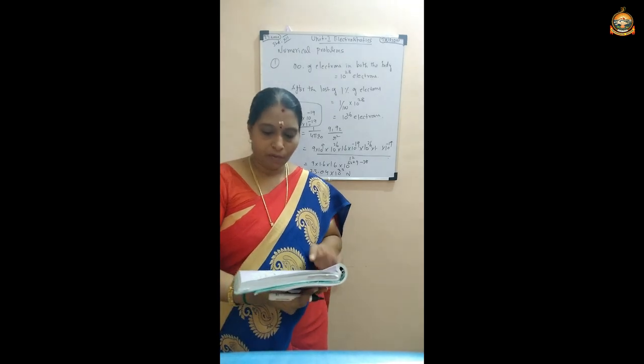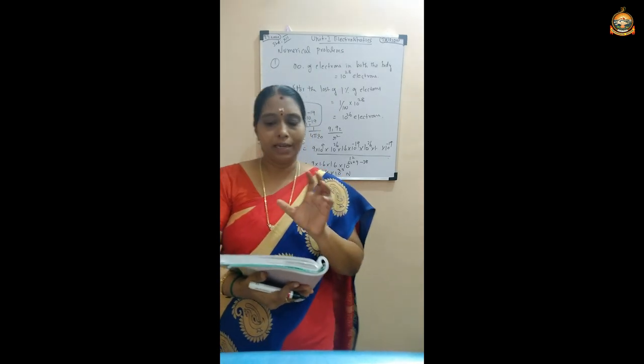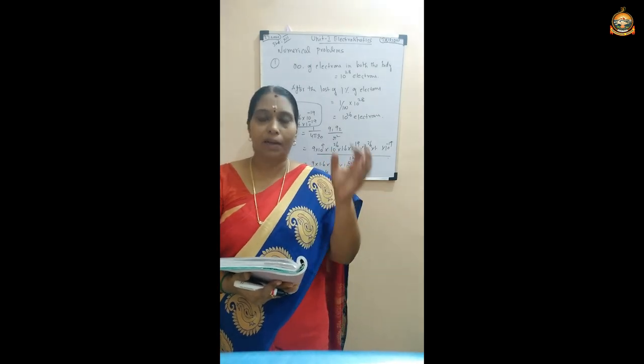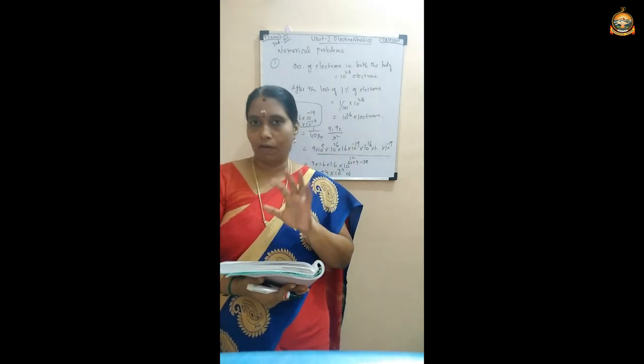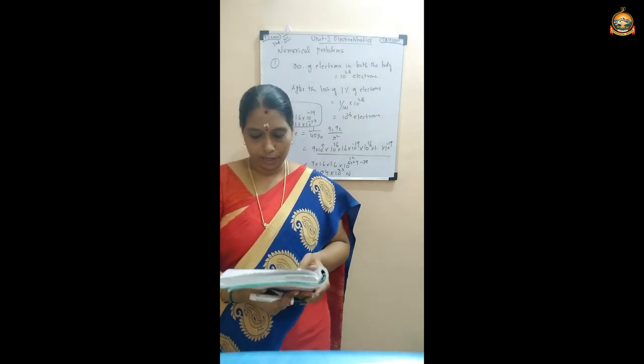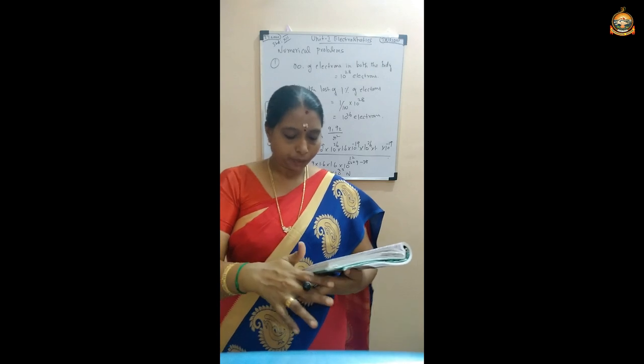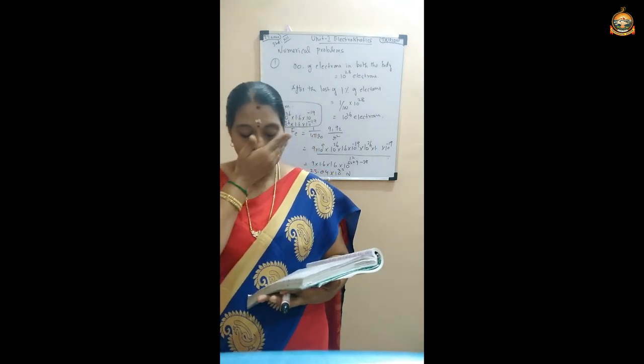Okay, fifth one, a diagram is given. You have to draw the free body diagram and find out what forces are acting on that particular body. That is also given in your solution, in your book. Okay, now sixth one, I will read out the sixth problem.